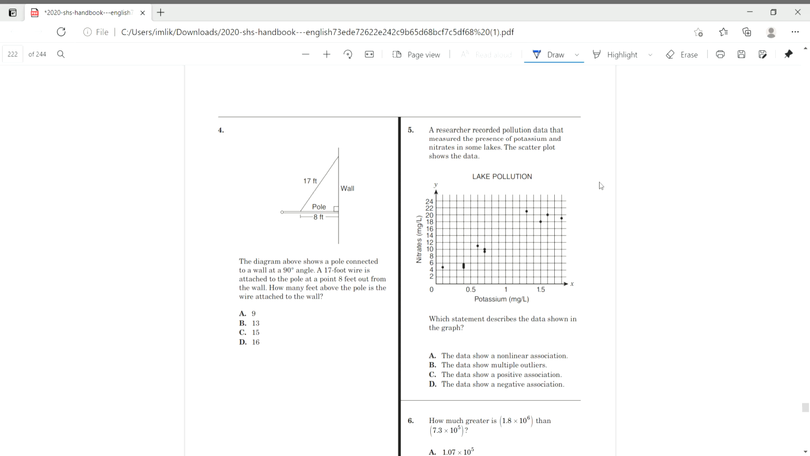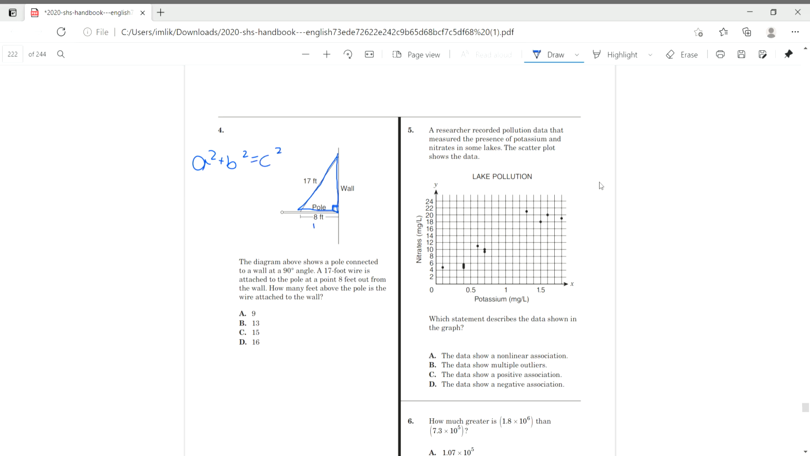Okay, so look at this. We know that this is a right angle, and we know that this entire thing is a triangle. Since it's a triangle with a right angle, it's a right triangle. So we can use the Pythagorean theorem, which is a squared plus b squared equals c squared.